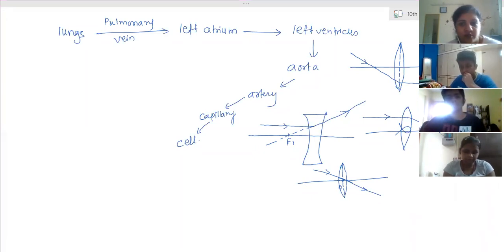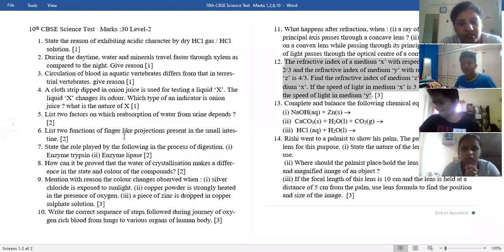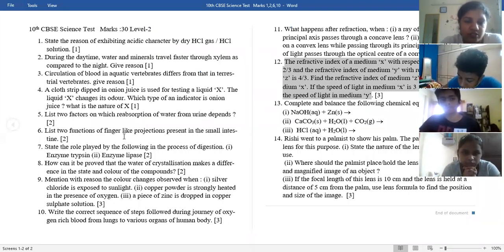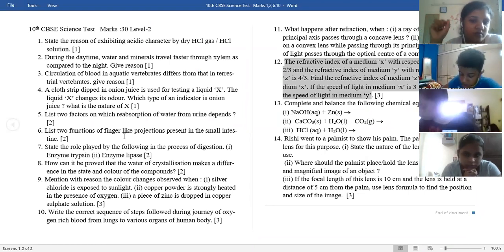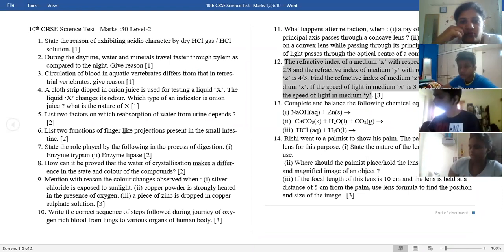Then the next is the numerical, which I just solved. Next is to complete and balance the chemical equations. NaOH plus Zn forms Na2ZnO2, sodium zincate, plus hydrogen gas. And below Na2ZnO2 write the name of the compound. Don't forget to write the name of the product. Na2ZnO2, you have to write down.